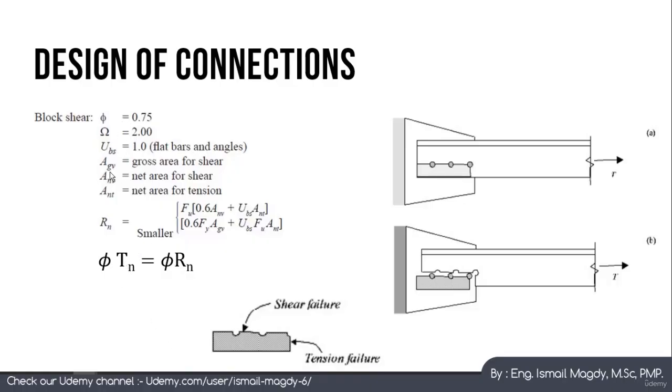We need to calculate the gross area for the shear, which is the area of this surface, and the net area for the shear, which is this area after deducting the area of the bolts, and the net area for tension, which is this area after deducting the area of half of this bolt also. After that we calculate this Rn, which is the smaller value of those two equations, and we calculate phi Tn as phi Rn, which is the design strength for this connection to prevent the block shear failure. So let's have an example of this.